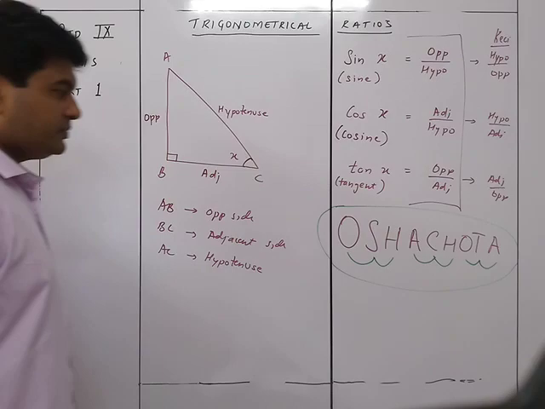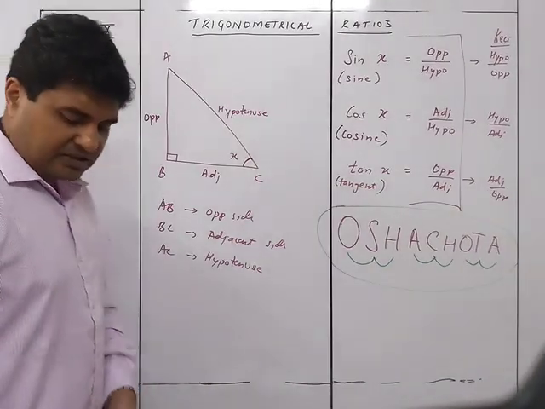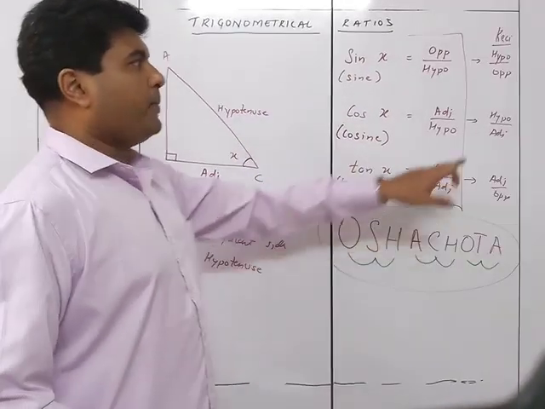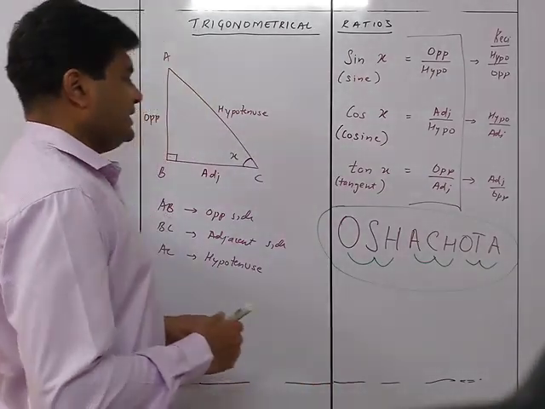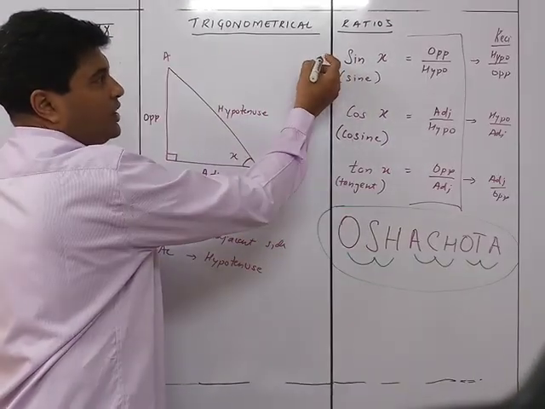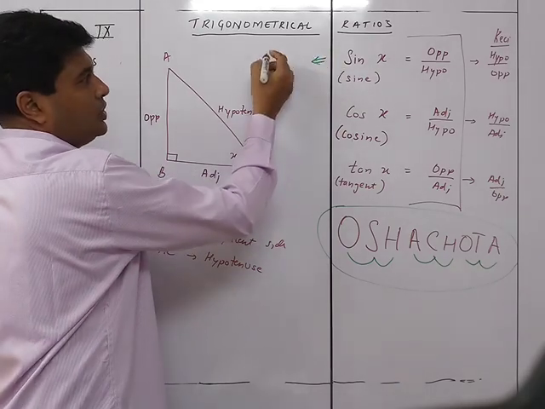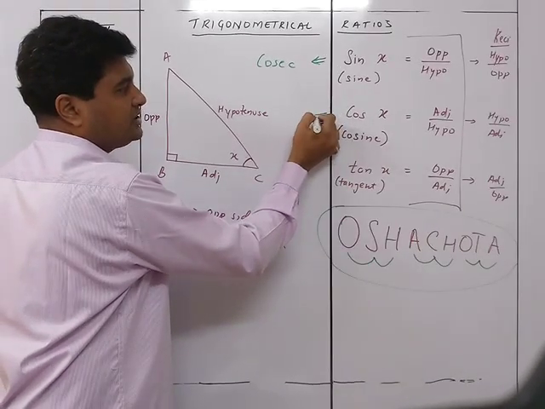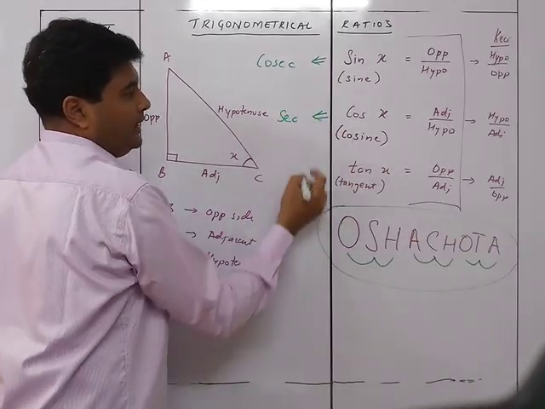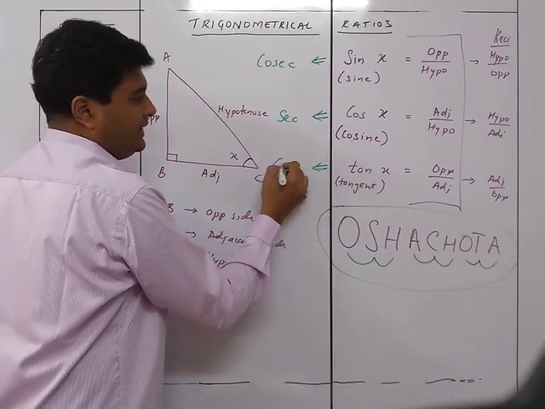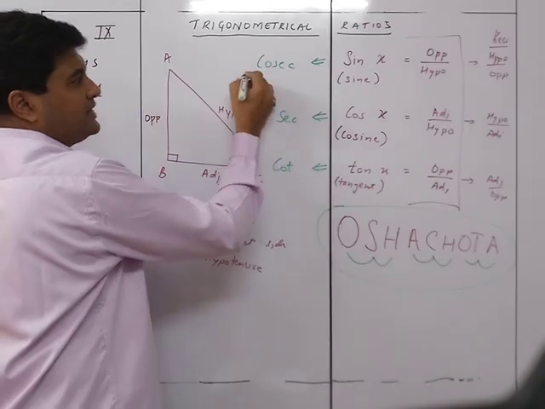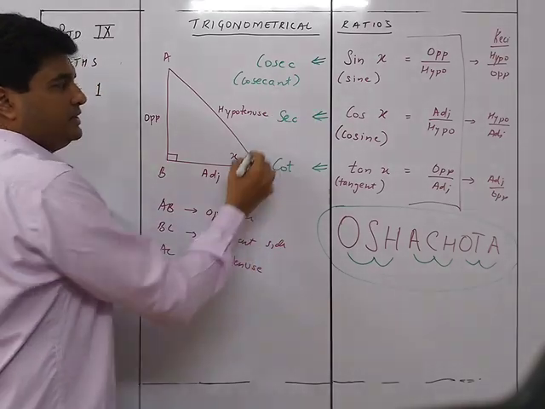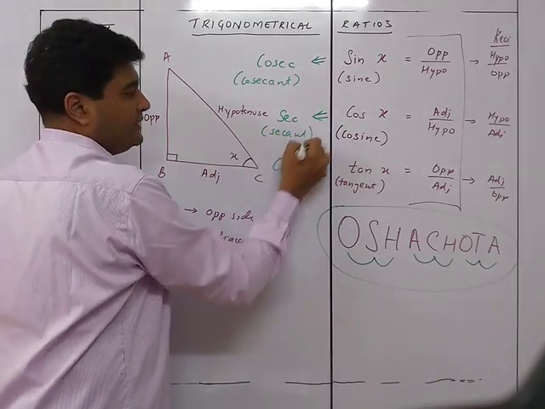Now we see further that if I got these as the ratios, then what about the reciprocals? The reciprocal of sine is cosec, reciprocal of cos is sec, and reciprocal of tan is cot. So accordingly, this is cosec. Cosec ka full form kya hai? Cosecant. This is secant, and this is cotangent.